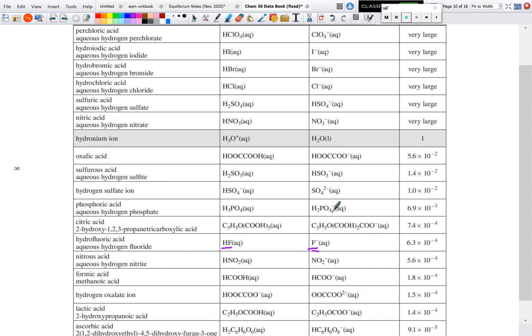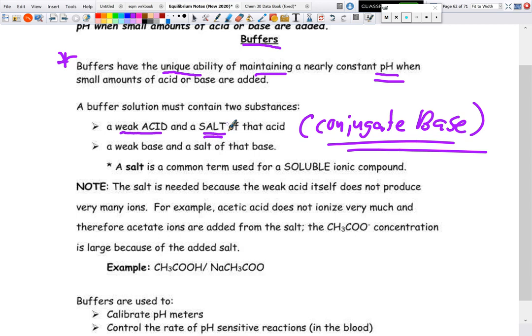So it's not just sodium chloride, it's an ionic compound, a soluble ionic compound of the conjugate base. So that's referred to as a salt. And that's why I have right here, a salt is a common term used for a soluble ionic compound.